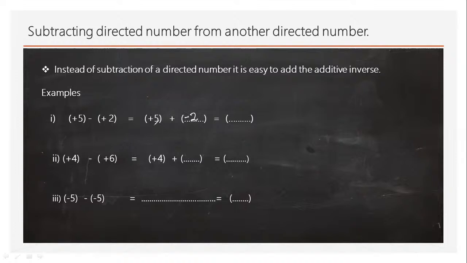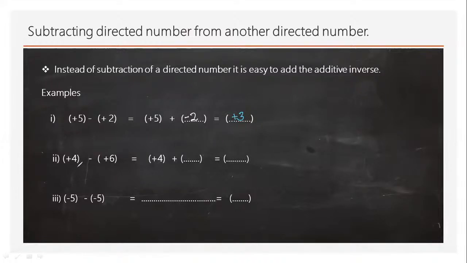According to the addition rule of directed numbers, when different signs are added, you have to take the difference, and the answer contains the sign of the larger numerical value. Now you have to subtract this 2. 5 subtract 2 is 3. The larger numerical value is plus 5, it contains plus, so the answer is plus 3.